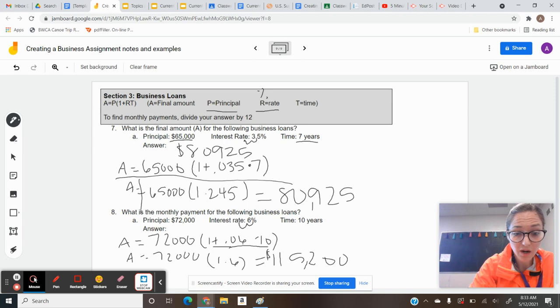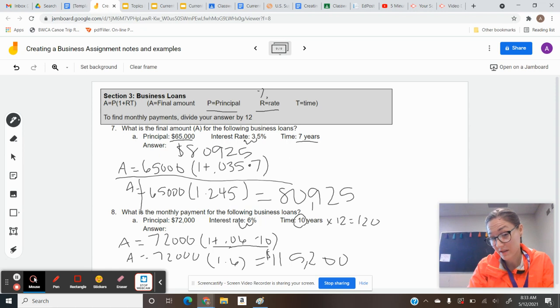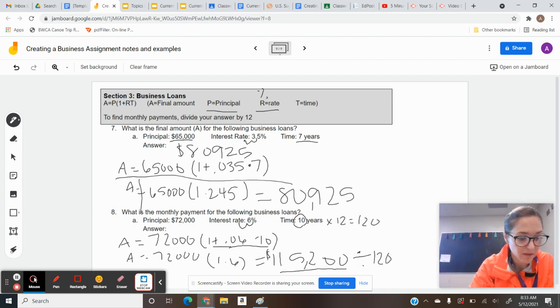In order to figure out how much I'd be paying per month, I need to figure out how many months are in these 10 years. So 10 times 12, because there's 12 months in a year, means I have this loan for 120 months. I'm going to be making payments on it for 120 months. So I'm going to divide my answer down here by 120 to get my monthly payment. And when I do that, I get $960.